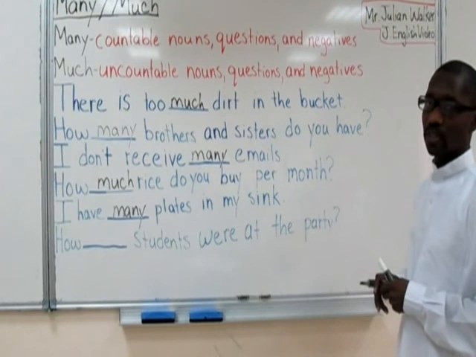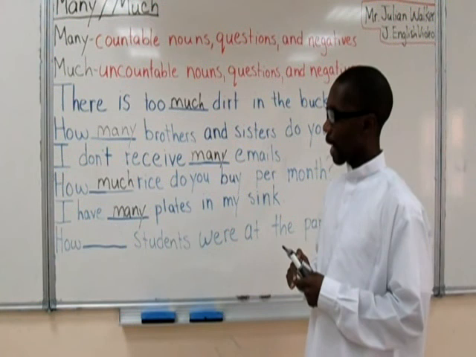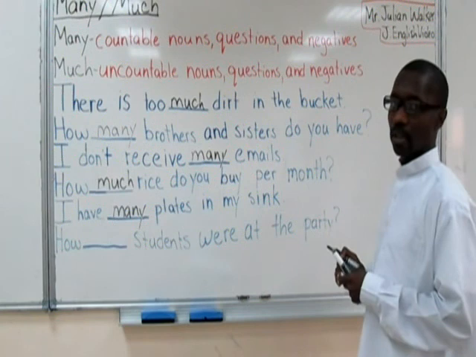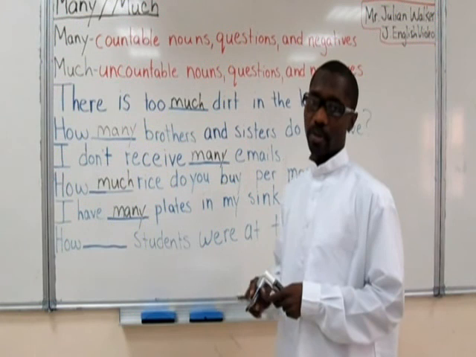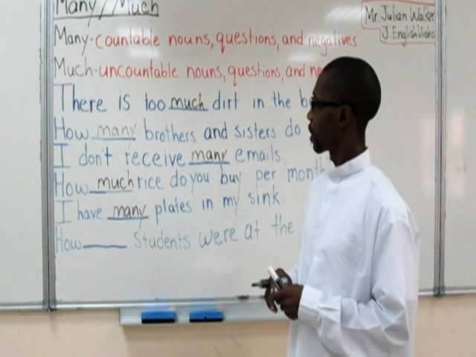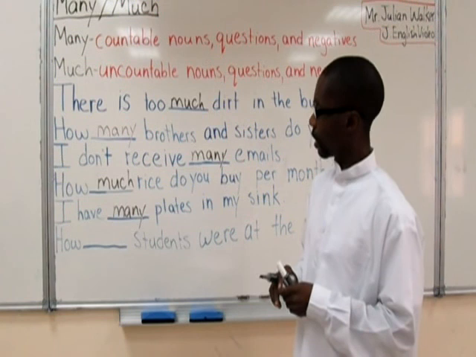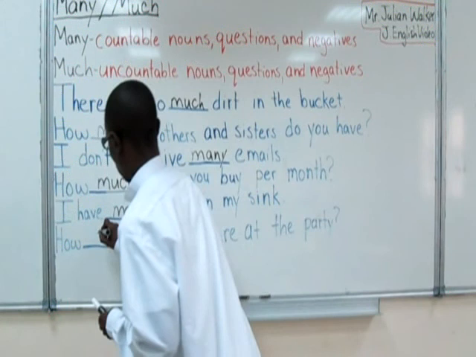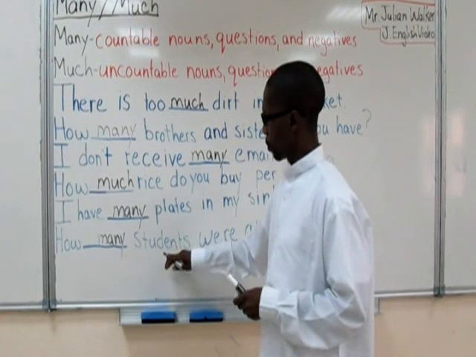Let's look at the last sentence. The last sentence reads, how blank students were at the party. Let's locate the noun here, students. Students has an S. You can count students. So much, no, we don't use much, we use many. How many students were at the party?